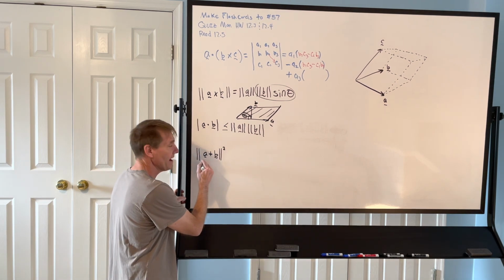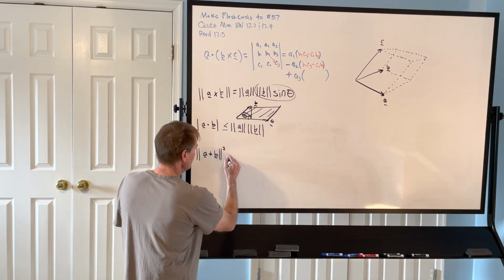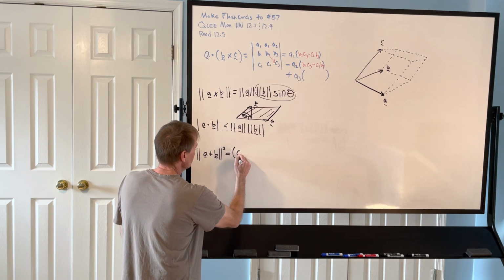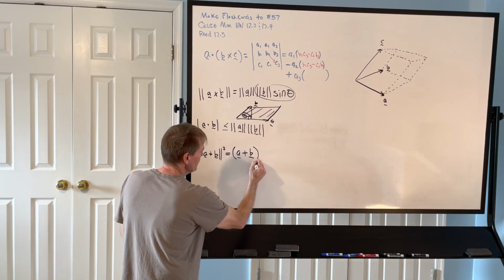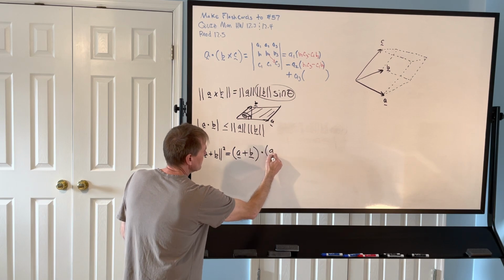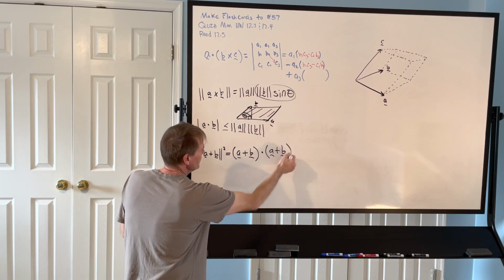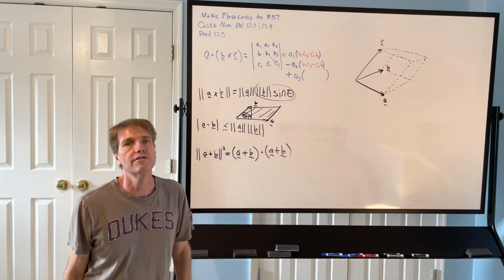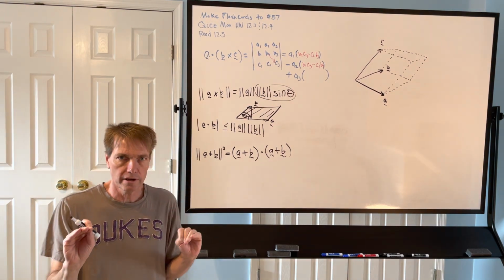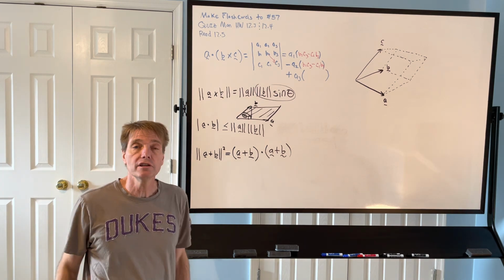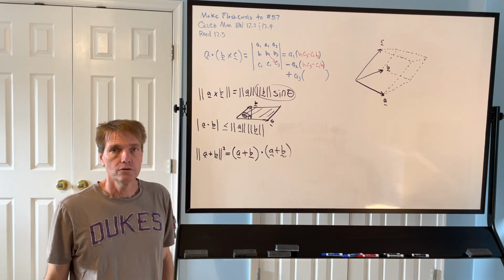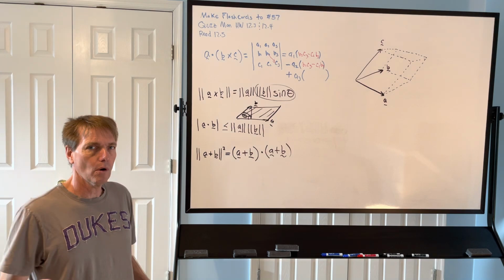Well, notice my A here is this vector A plus B. And so this is equal to A plus B dot A plus B. Now what I want you guys to do is FOIL that with your dot product multiplication. FOIL that, and remember that the dot product is in fact commutative. Use the fact that the dot product is commutative. So go ahead and do that.